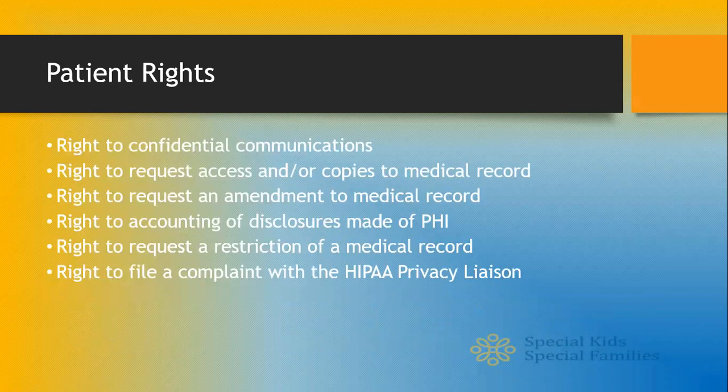This next slide is going into patient rights. So patients have the right to confidential communications. They have the right to request access and or copies to their medical records. They have the right to request an amendment to a medical record. They have the right to an accounting of disclosures made of PHI. They have the right to request a restriction of a medical record. And that last one on there is that they have the right to file a complaint with the HIPAA privacy liaison.